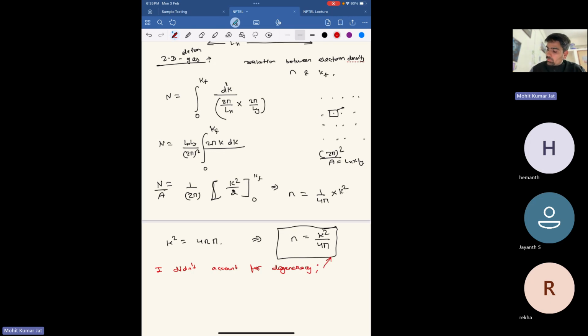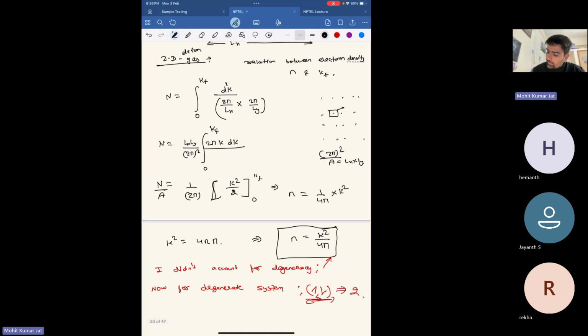That's why this is for a non-degenerate system. Now for a degenerate system, in the same space of 2π/Lx times 2π/Ly, I can have two different states. The Pauli exclusion principle tells me that I cannot have two electrons in the same state, right? But if the electrons have spin up and spin down, then these are two different state configurations. So that will give me a degeneracy of 2.